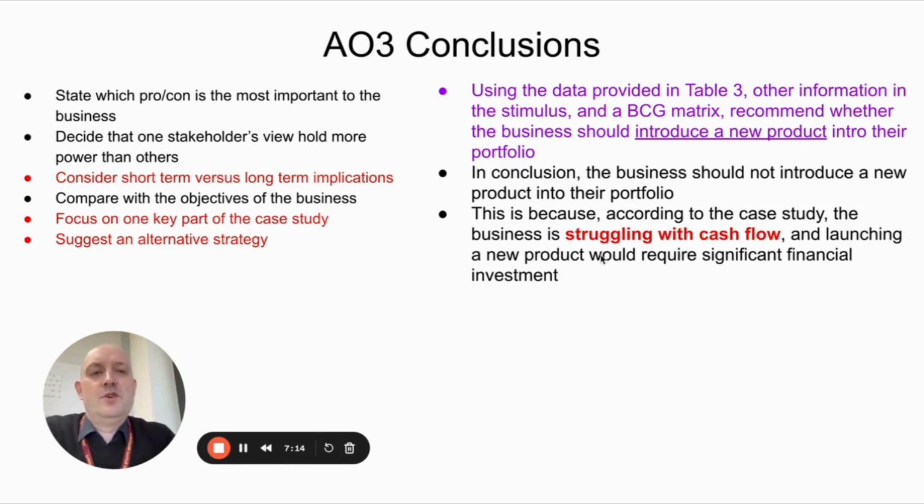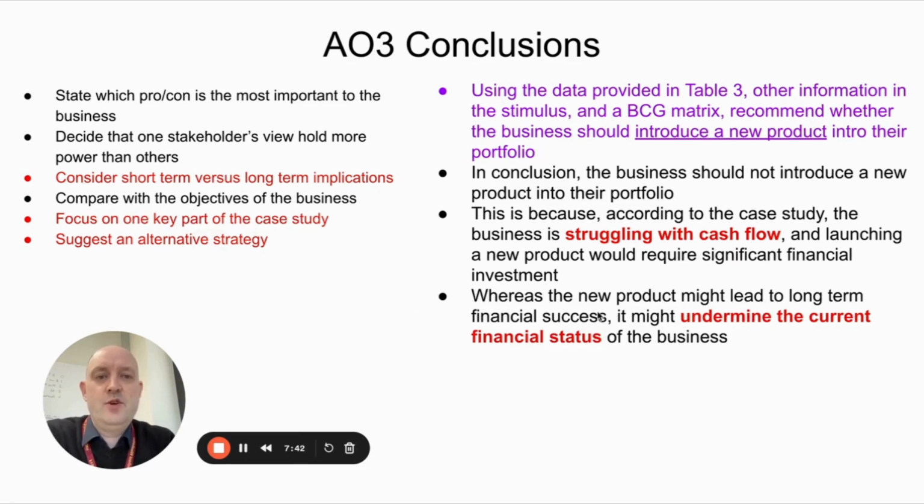So I said this is because according to the case study, the business is struggling with cash flow and launching a new product would require significant financial investment. So if they launch a new product, there's going to be marketing, research and development, etc. And what I've said here, this is one key part of the case study. So in the case study, we're assuming that it says that they're struggling with cash flow. So therefore, I've said that they shouldn't do it because this is the most important part of the case study. So I've used that one there.